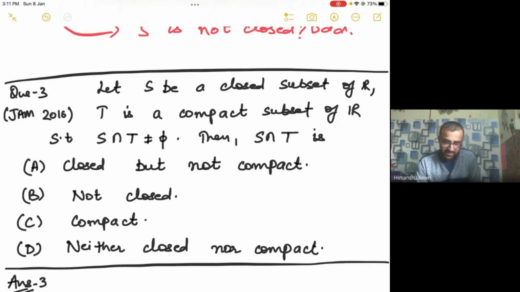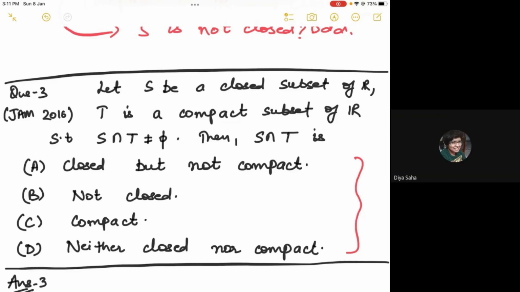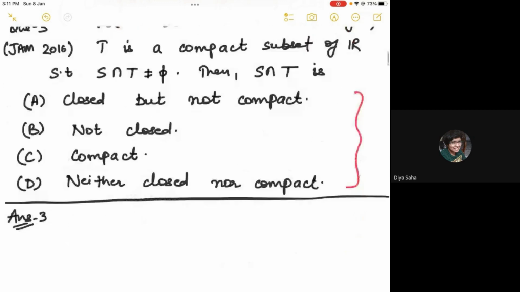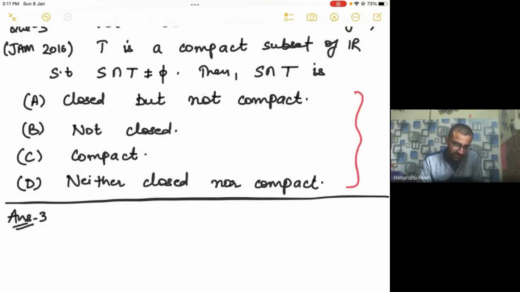Can anyone answer that? Compact. Sorry? Sir, S intersection T is compact. Okay. What about others? So one answer comes to be compact. So is there any other option available? Who thinks that that answer is correct other than C?